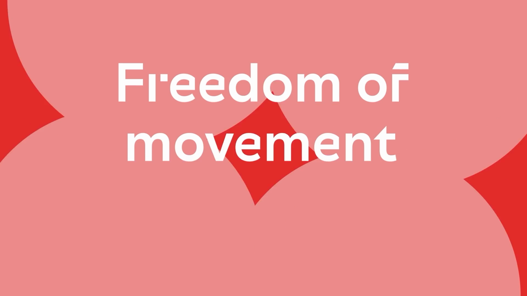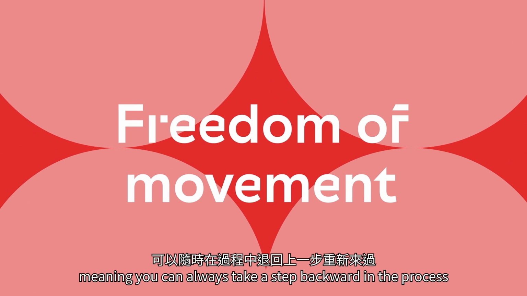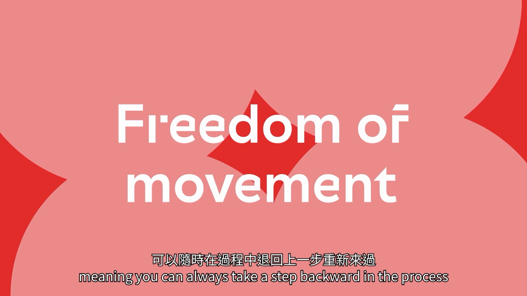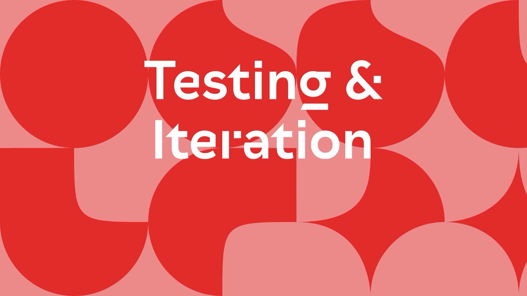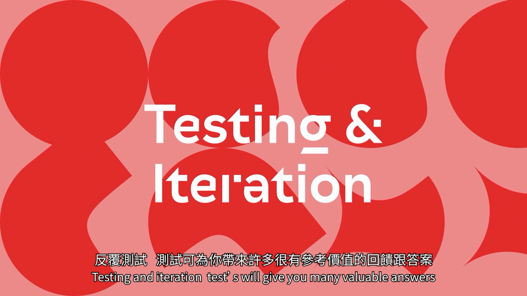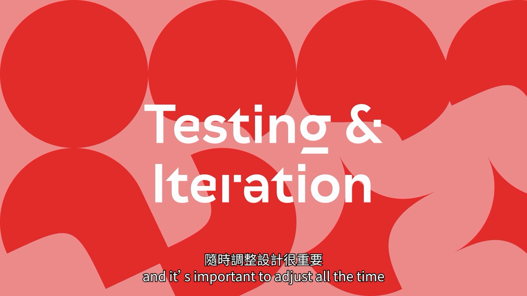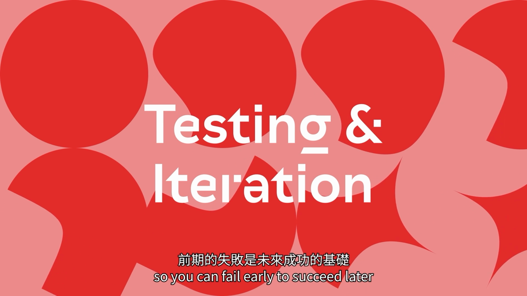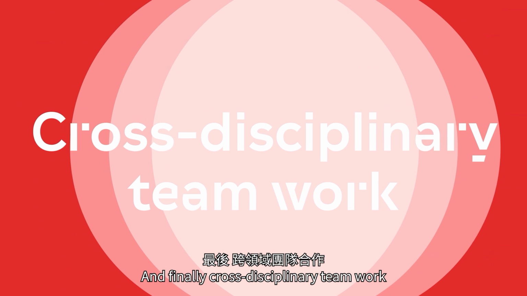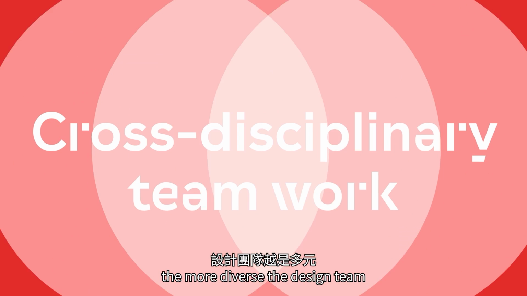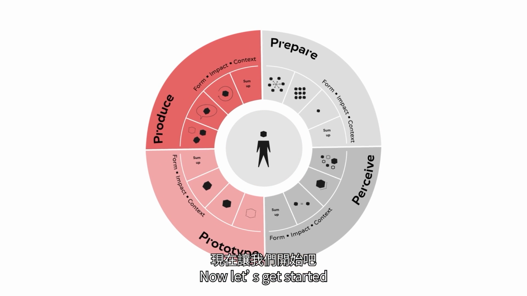There are 3 design thinking principles that are always present when working with the Design to Improve Life compass. Freedom of movement, convergent or divergent, meaning you can always take a step backward in the process if you find out an earlier decision just wasn't the right one. Testing and iteration. Tests will give you many valuable answers, and it's important to adjust all the time so you can fail early to succeed later. And finally, cross-disciplinary teamwork. The more diverse the design team, the better the result. Now let's get started.